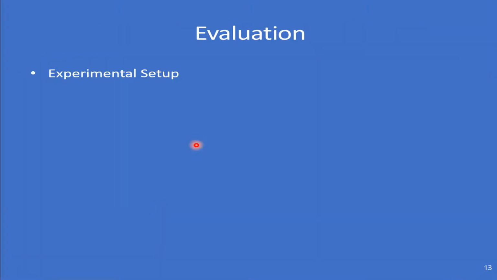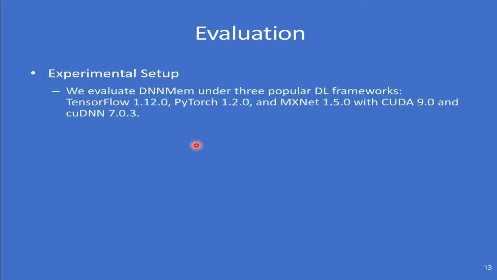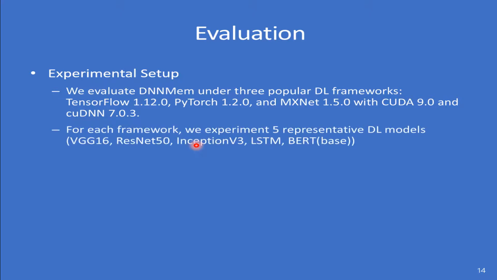So first, I will introduce the experimental setup. We evaluate the memory under 3 popular DL frameworks, TensorFlow, PyTorch, and MXNet, with specific framework versions and CUDA and cuDNN versions. For each framework, we experiment with 5 representative DL models: VGG16, ResNet50, InceptionV3, LSTM, and BERT-based.